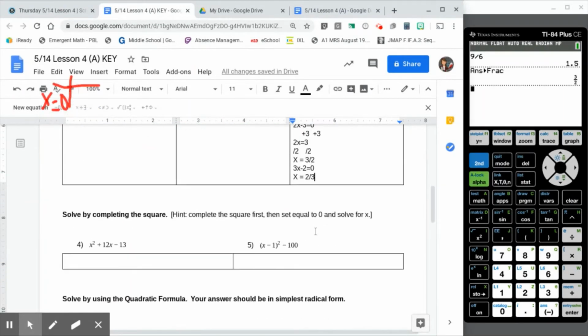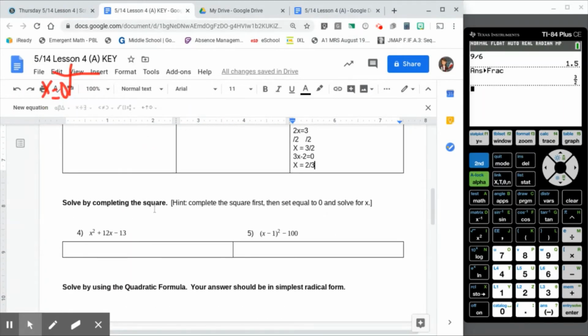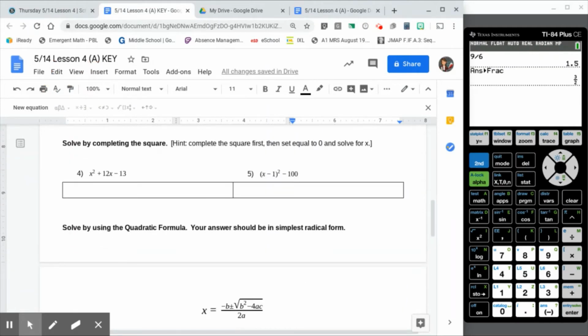All right, let's take a look at the next few. So we've got solving by completing the square. When we complete the square, you want to get it into that form where we have parentheses to the second power, plus or minus some number. If you remember, that's called vertex form. So there is a hint here. It says complete the square first, then set it equal to 0 and solve for x.